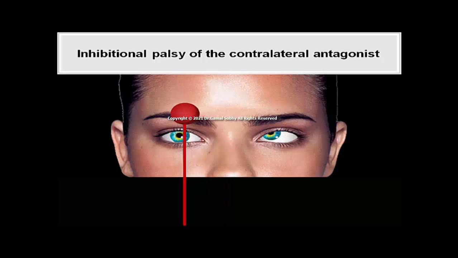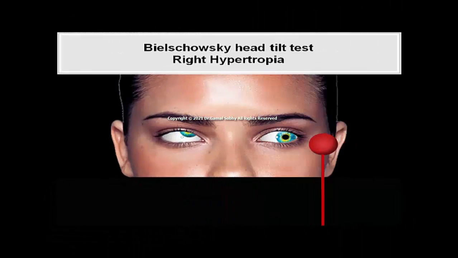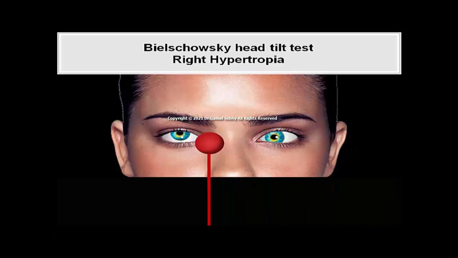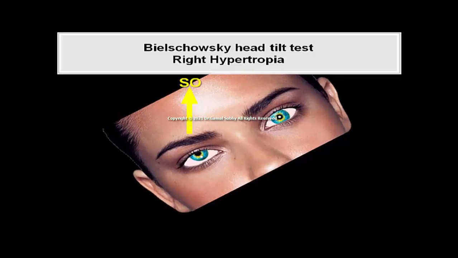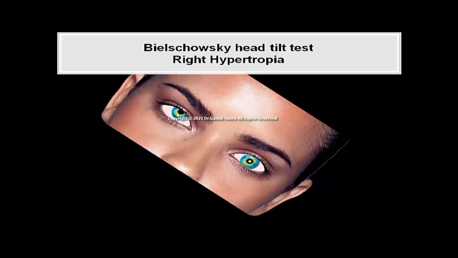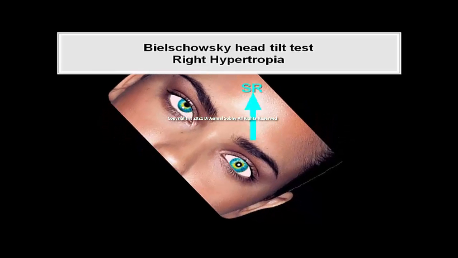This is termed inhibitional palsy of the contralateral antagonist. In right paralytic hyperdeviation, if the hyperdeviation is greatest on left gaze, then the paralyzed muscle is either the right superior oblique muscle or the left superior rectus muscle. If the hyperdeviation is greatest when the head is tilted to the right shoulder, then the paralyzed muscle is the right superior oblique muscle. If it is greatest when the head is tilted to the left shoulder, then the paralyzed muscle is the left superior rectus muscle.